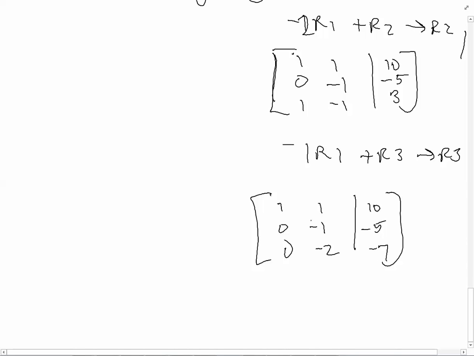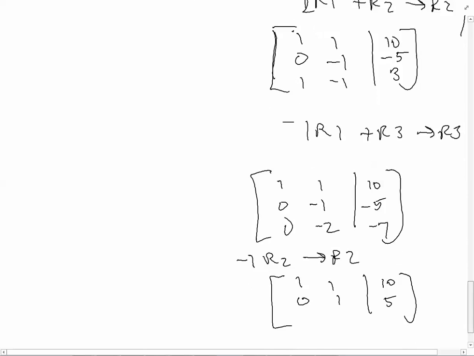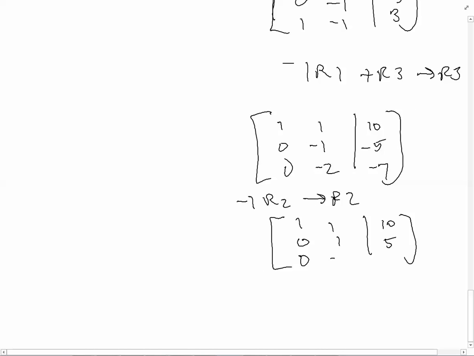And now I would go ahead and work on the second column. So basically I want to take negative 1 times row 2. So I make that coefficient, the negative 1, into a positive 1 and leave that result in row 2. So that'll give me 1, 1, 10, 0, 1, 5, and 0, negative 2, negative 7.